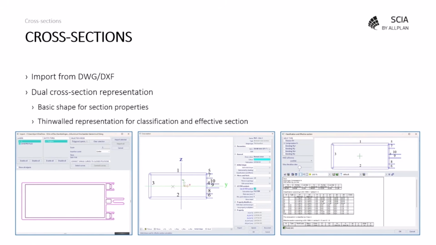On the other side, there is a simplified thin-walled representation. And that representation is used for an automatic classification of the cross-section and the calculation of the effective section. Of course, you can consult the classification and effective section already before running an analysis to get an idea how effective the cross-section will be.